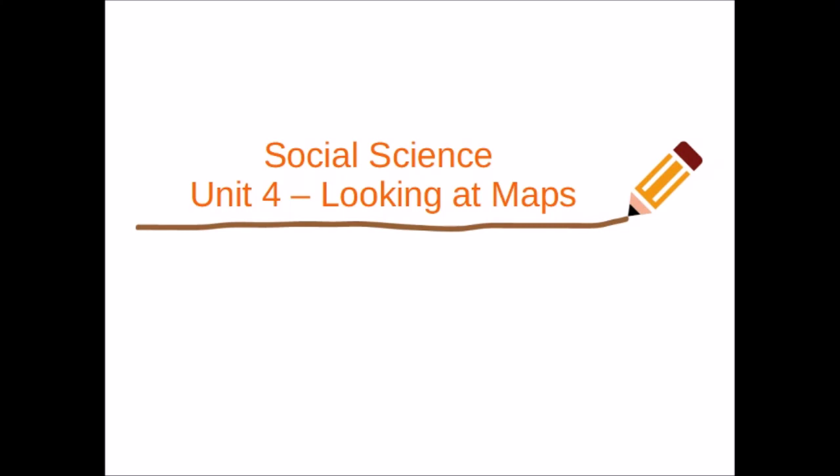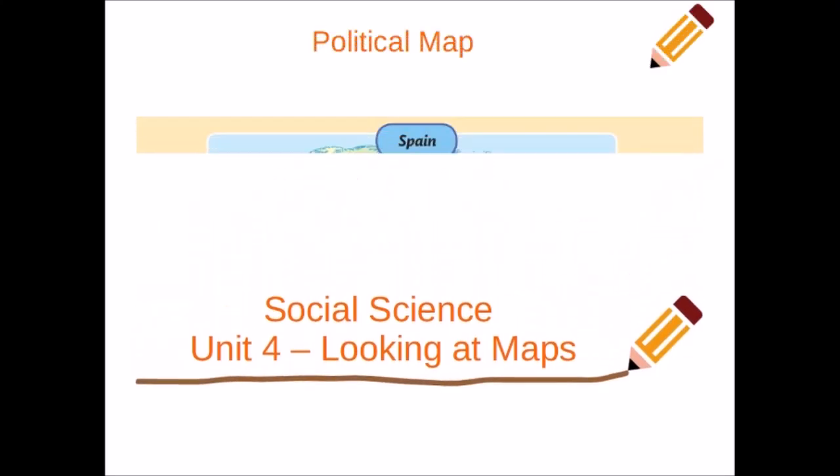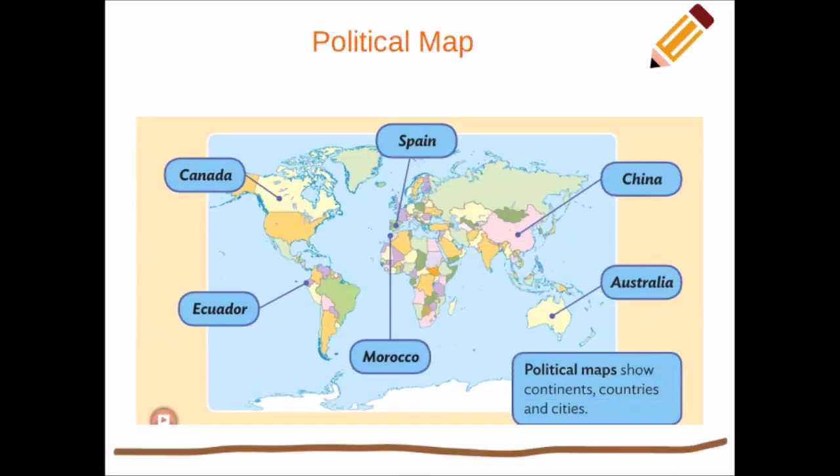This is an overview of social science, Unit 4, looking at maps. Now, this unit talks about two maps in particular, the first one being a political map. A political map shows the continents, the countries, and the cities. So here we can see the different countries, the continents. We're not quite close enough to see the different cities. So while we can see Spain, it's not quite zoomed in enough to see Madrid.